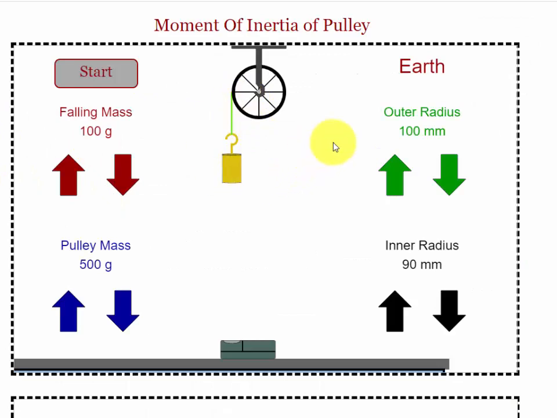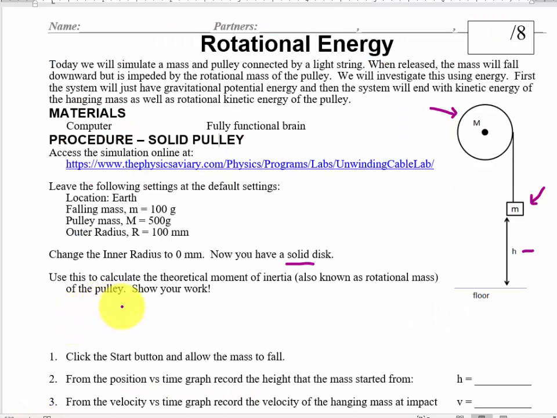This is what it should look like when you first start it up. Leave that as 100 grams, 500 grams, 100 millimeters. Leave this as Earth, and you're just going to decrease this such that we have a solid disk. Now we can go back to our document, and we can calculate what the theoretical moment of inertia, or rotational mass, for a disk ought to be.